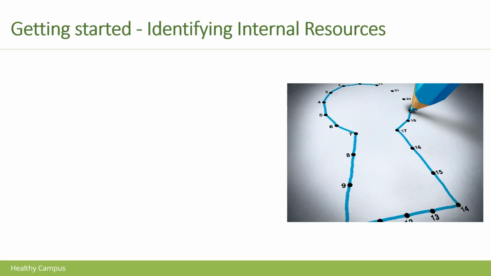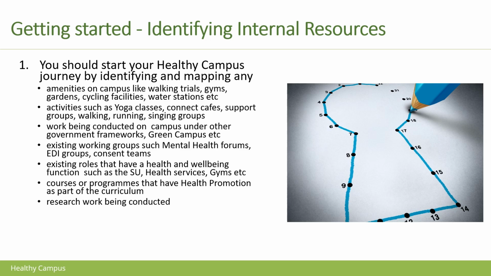So getting started, well, how do I identify what internal resources exist? Here's just a quick guide. And you can start by identifying and mapping any of the following. I'll go through some of them. What amenities do you have on your campus? Do you have walking trails? Do you have cycling facilities? Do you have water stations? You might have them, but do people know about them? So even bringing awareness about those amenities could be a project that you might do in your first year.